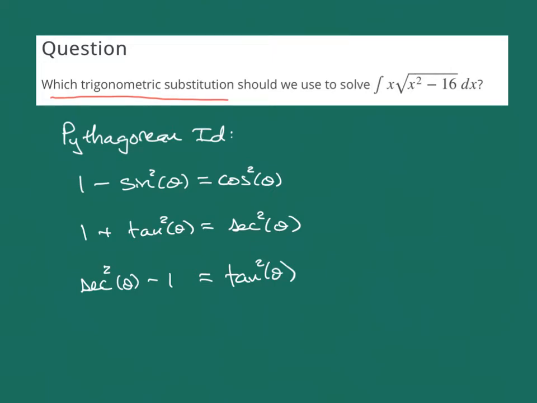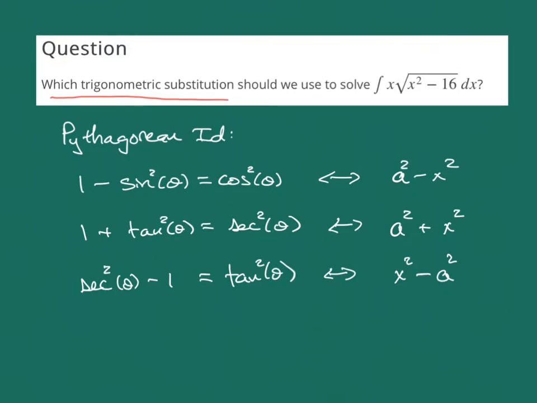In the very first one, we see 1 minus sine squared, which corresponds to something that looks like a squared minus x squared. When we see 1 plus tangent squared, we're looking at expressions which look like a squared plus x squared. And when we see things like secant squared minus 1 under the radical, that's going to remind us of things that look like x squared minus a squared.